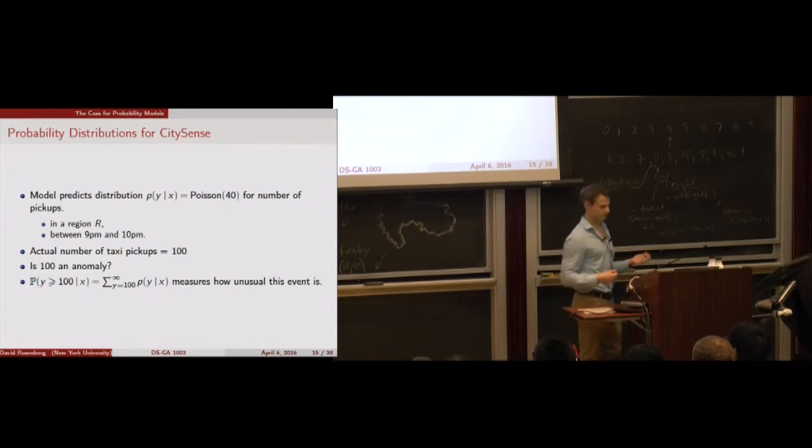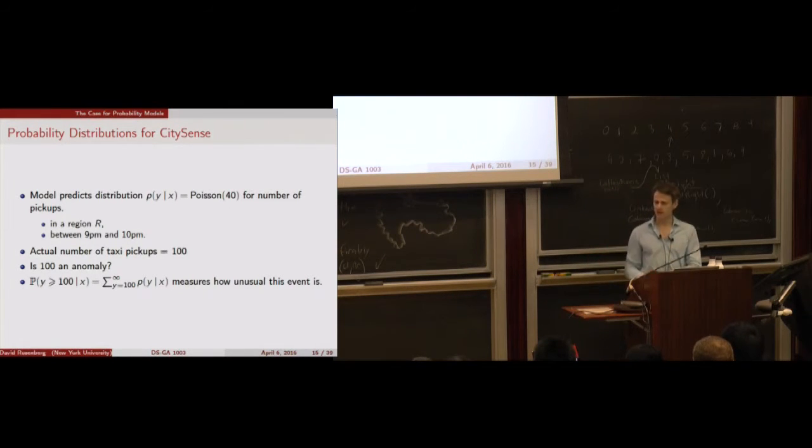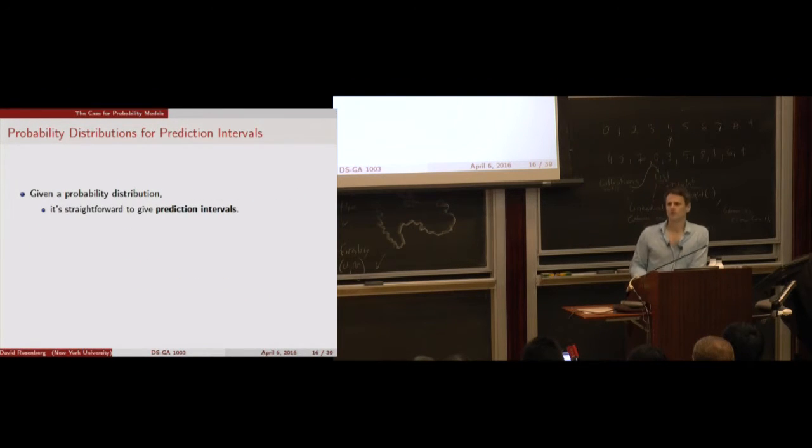That's like less than 1%. Or we could say, it's not that unusual. All right? So with the predicted distribution, you could do more. You could do things like measuring how anomalous some event is. All right. What else is fun to do?